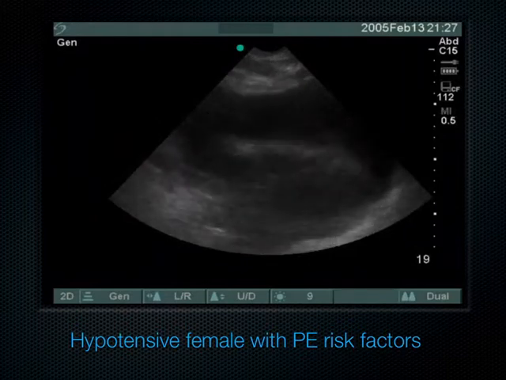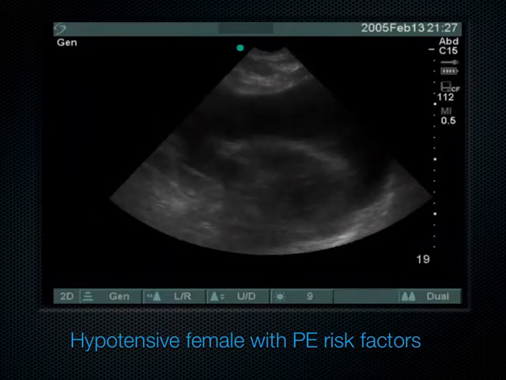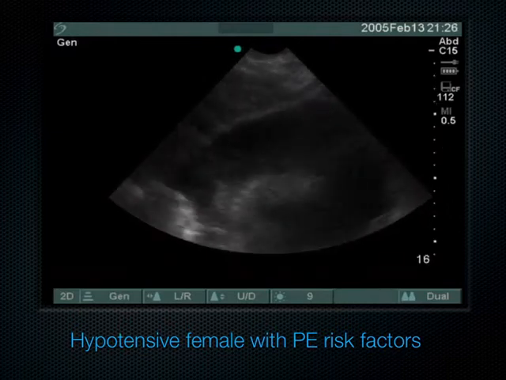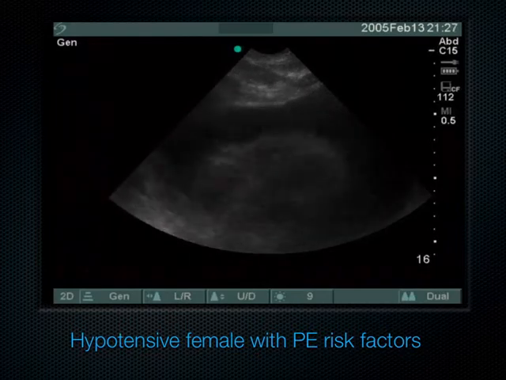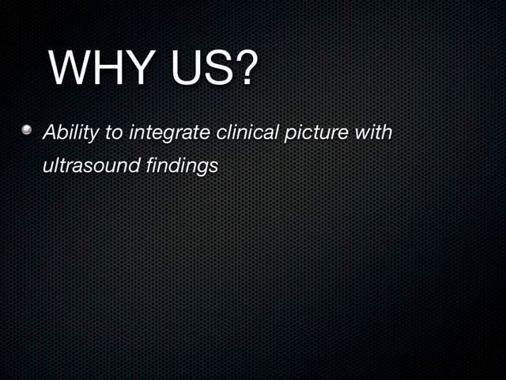The ultrasound really saved us from pushing thrombolytics, because then it would have been really difficult to do a pericardiocentesis on somebody we just gave thrombolytics to. We would have had a real problem with reaccumulation and that kind of stuff. So that's a good reason to do cardiac ultrasound, because we had the ability right there to integrate the clinical picture with the ultrasound findings.